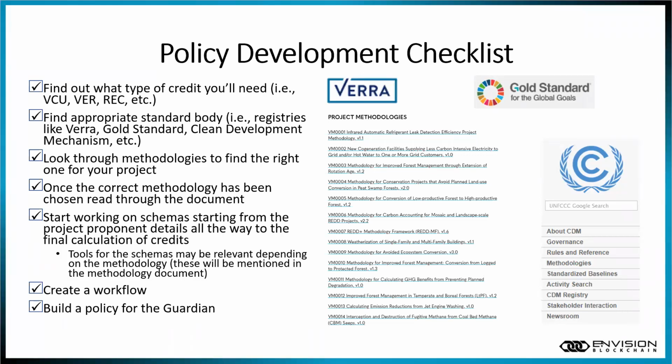CDM also has a tab that has methodologies. You could find them there, and Gold Standard would have one as well. Then once you find the correct methodology, you want to read through that document and just get familiar with it. You'll start working on your schema, starting from the project proponent details all the way to the final calculation of credits. This is something that can be done in an Excel spreadsheet.